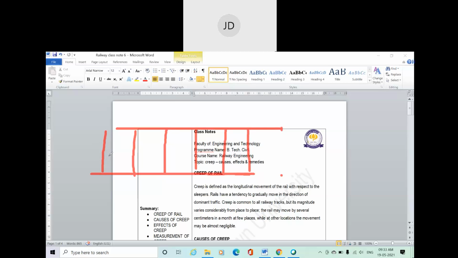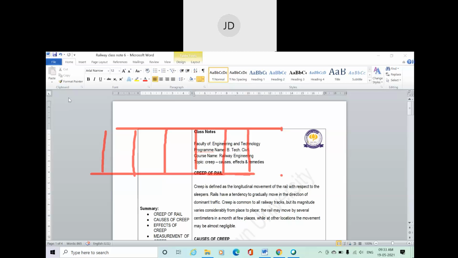This part has become useless because it's not connected to the rail, and here there is no sleeper. Okay, so it causes a very difficult position for rail movement. That's why from time to time we have to do maintenance of the railway track, and check whether the creep has crossed the acceptable limit or not. One more thing you have to understand: creep will always happen, but we have to maintain the creep.